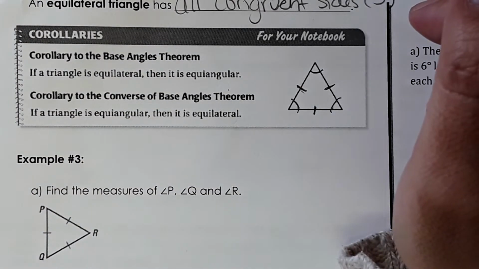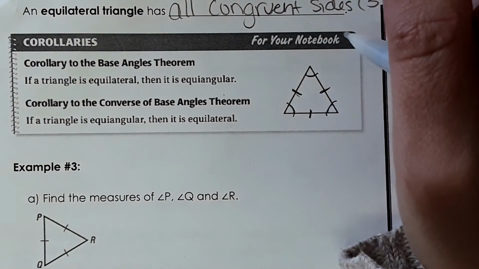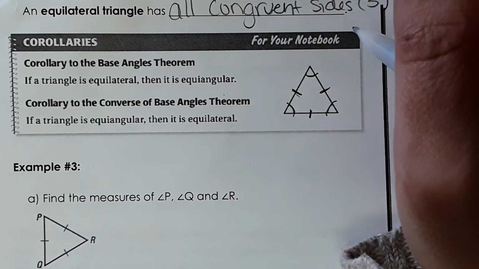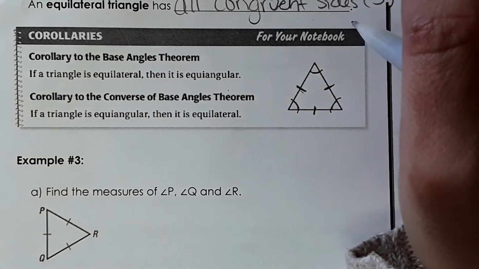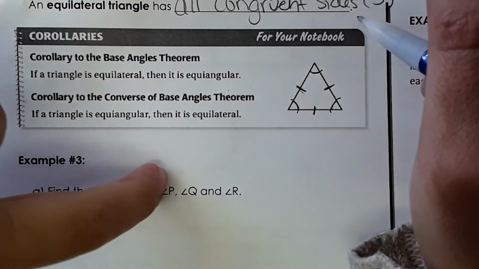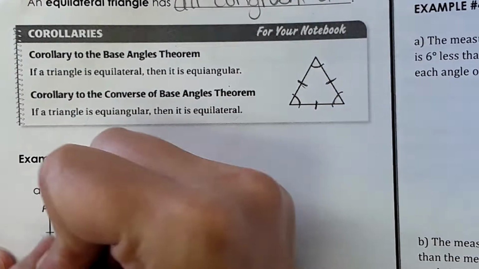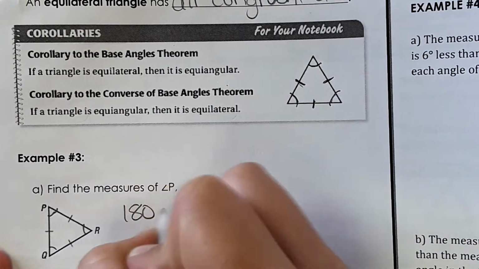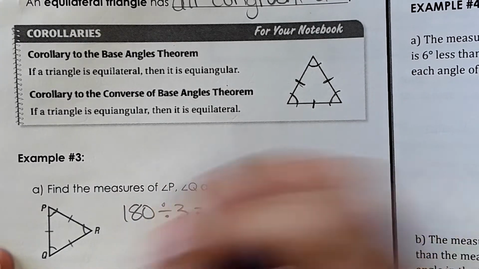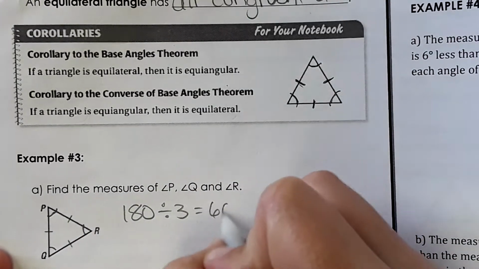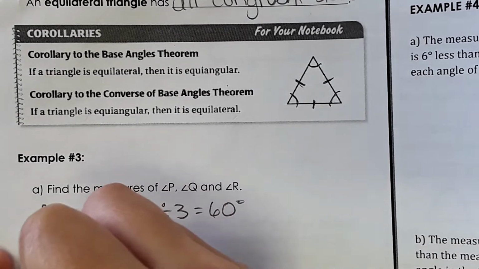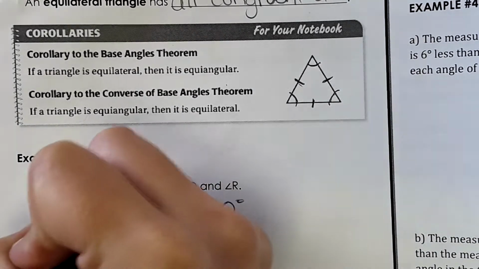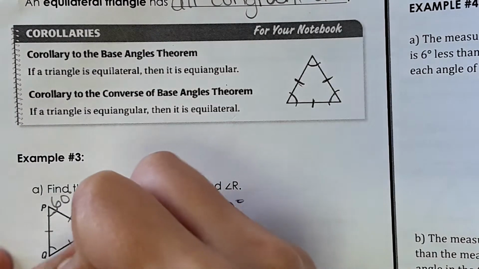Some of you are probably thinking ahead, like, aren't all the angles 60 degrees? Yes, and there will always be 60 degrees in an equilateral triangle. So here it says find the measure of angle P, Q, and R. Since all the sides are the same, all the angles are the same. And then you would do 180 divided by 3, because the angles have to add up to 180, and you get 60 degrees. And yes, that will be consistent for any equilateral triangle. The angles will be 60 degrees.